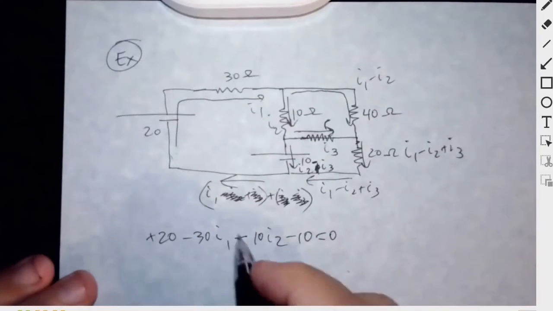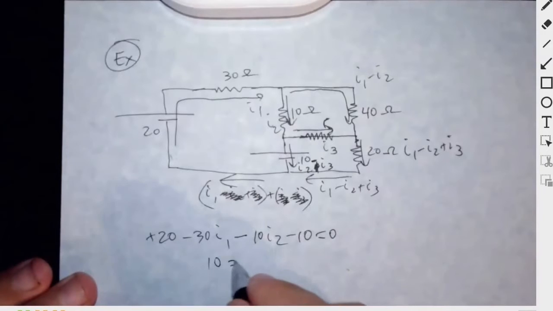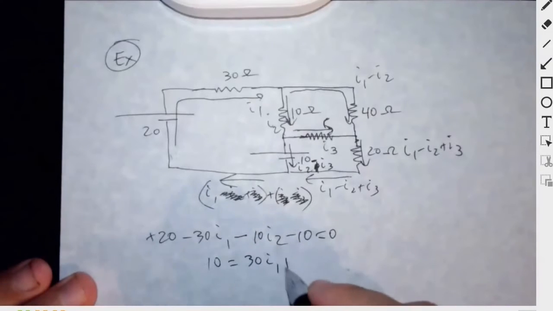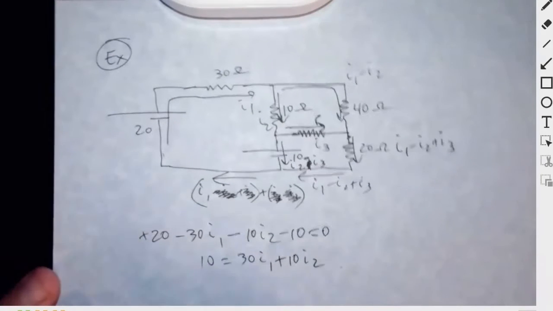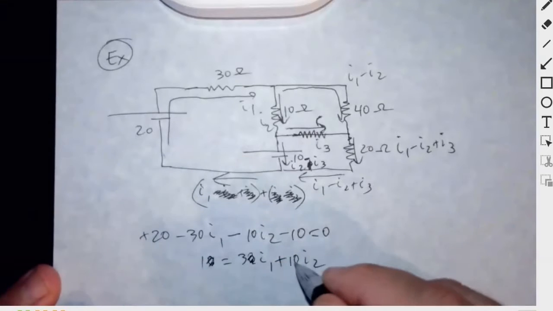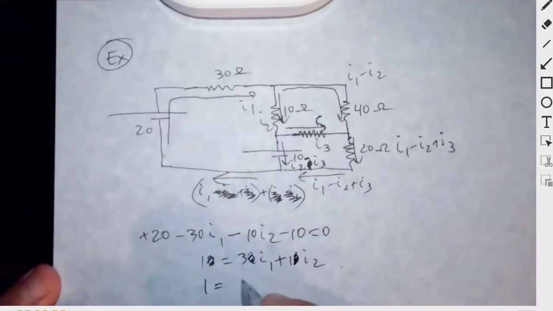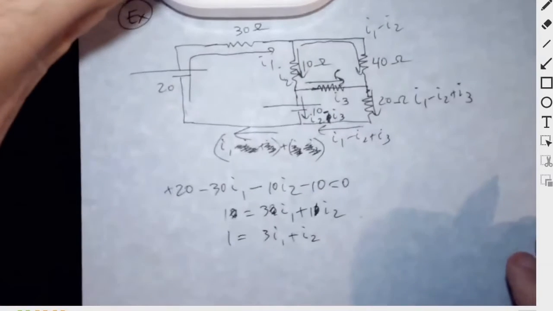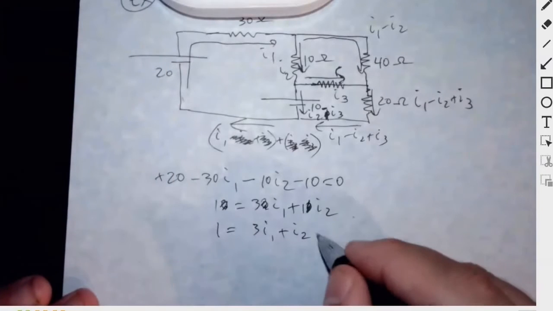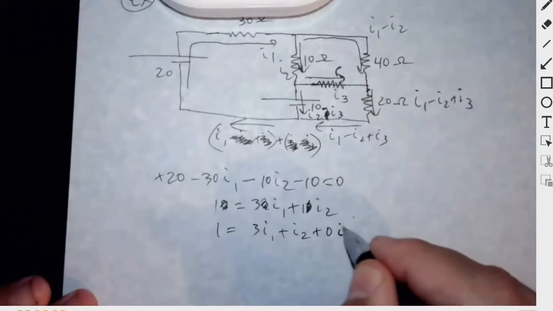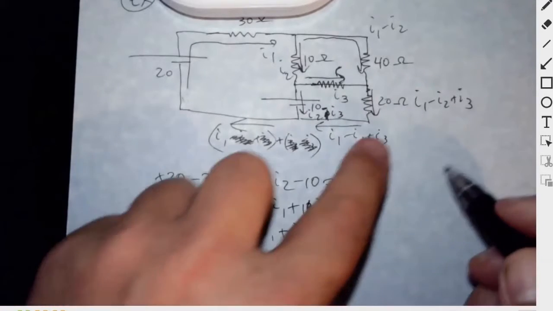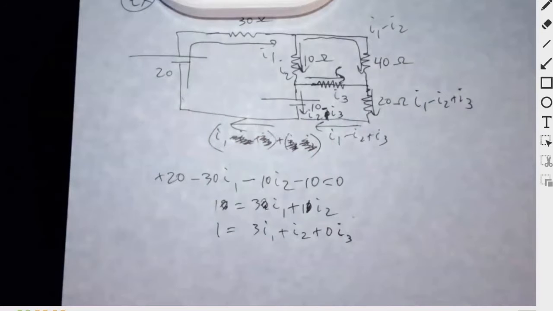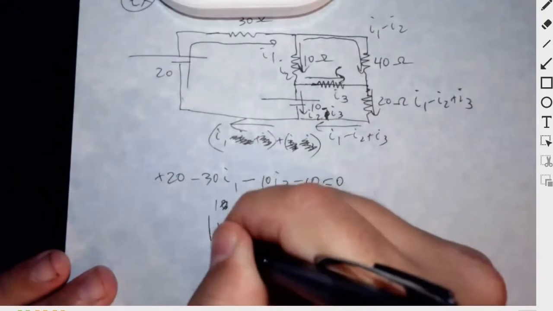You just end up with 10 is equal to 30 I1 plus 10 I2. And then you simplify that. So then you write 1 is equal to 3 I1 plus I2. And then you have 0 I3, so nothing with the I3. Remember, there are 3 unknowns, and I3 is one of those unknowns. So here's my first equation.